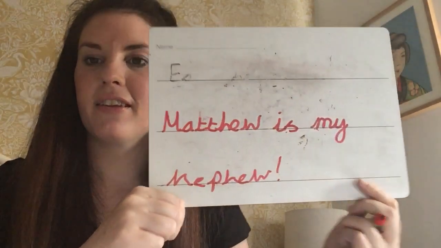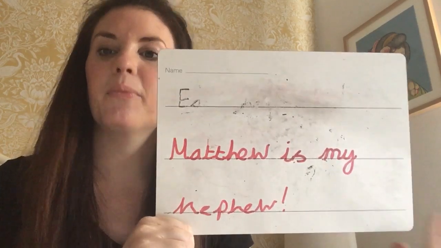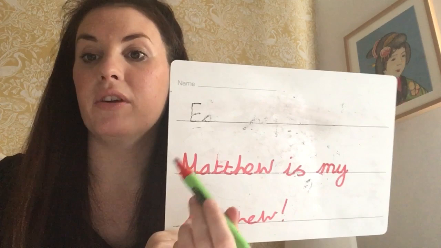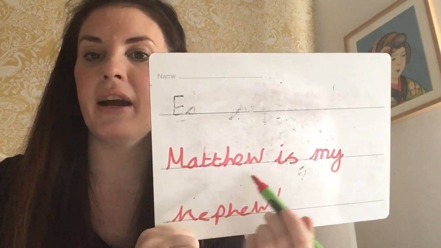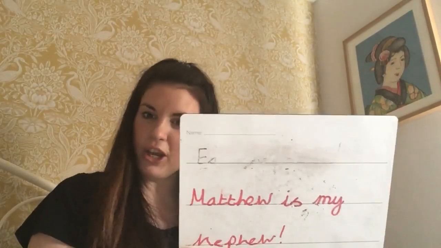Okay, so I'm going to write a sentence. Here we go. Ready? So I'm going to leave it here, see if you can read it. Well done. Okay, so we've got this name. First of all, I've got a capital letter and it's the name. So this word says Matthew is my nephew! Exclamation mark! Matthew is my nephew! Excellent! Well done! See if you can write the sentence, Matthew is my nephew. Well done. See you tomorrow.